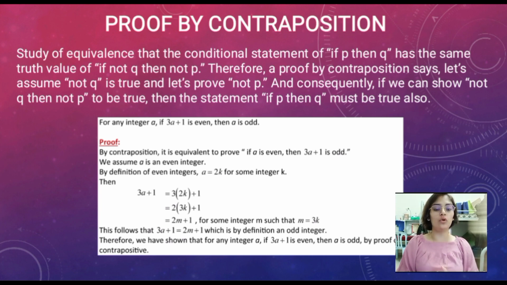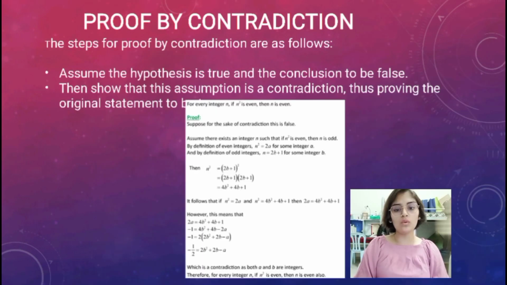This follows that 3a plus 1 equals 2m plus 1, which is by definition an odd integer. Therefore, we have shown that for any integer a, if 3a plus 1 is even, then a is odd, by proof of contrapositive. Now, it's time to look at the proof by contradiction.